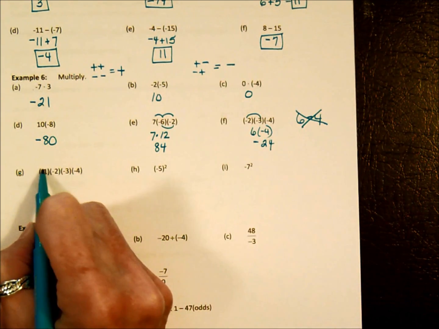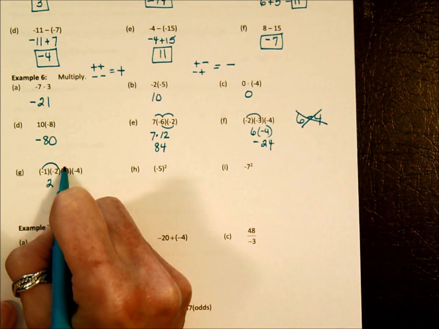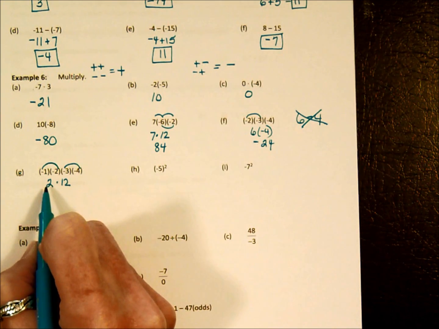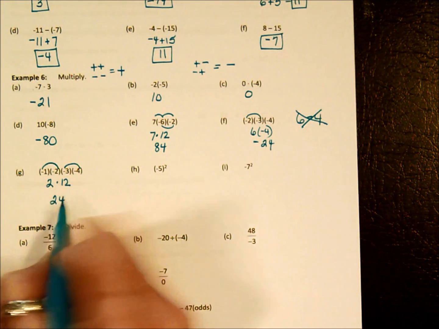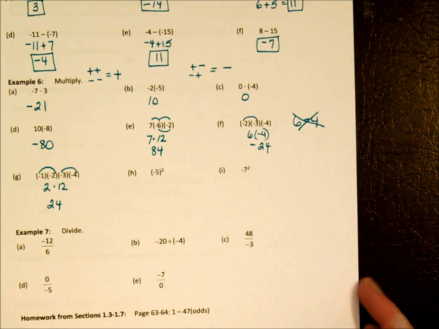Here I've got negative 1 times negative 2, positive 2. Negative 3 times negative 4, positive 12. And now I'm going to multiply those two. 2 times 12 is 24. So I can group them in ways that make my work easier.